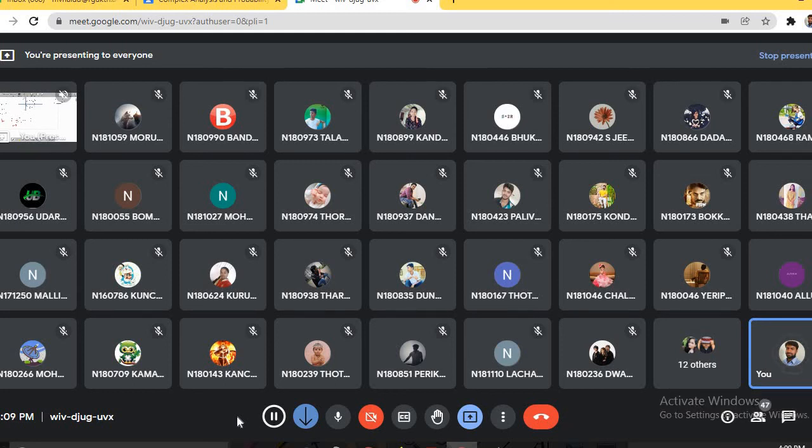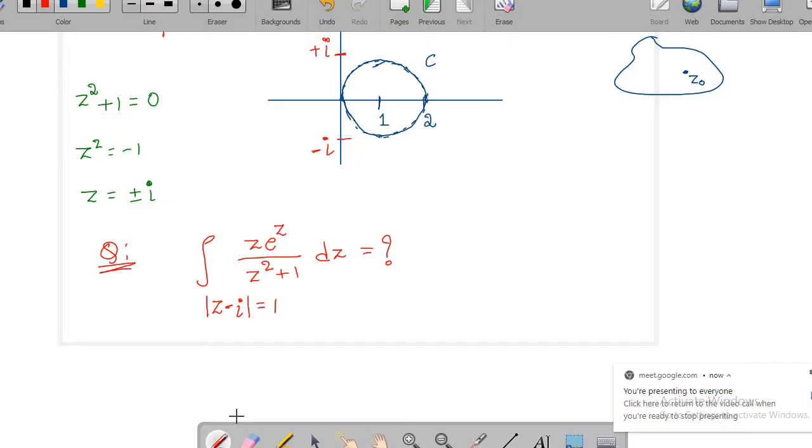Think. Again, do the same analysis we did for the earlier problem and see whether to apply the Cauchy-Goursat theorem or the Cauchy integral formula. What do you think? Which one do you apply? Cauchy integral formula. Why? Because if you look at the problematic points plus or minus i, i comes inside the curve. So the given function is not totally analytic on the curve and also interior to the curve.